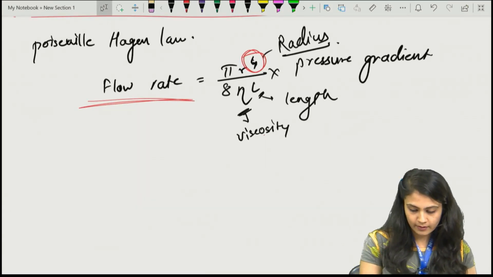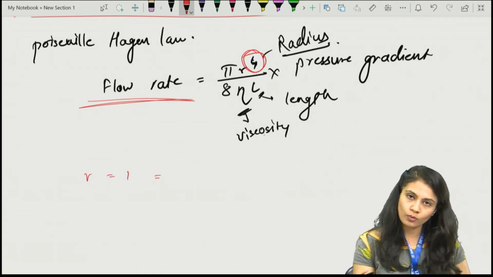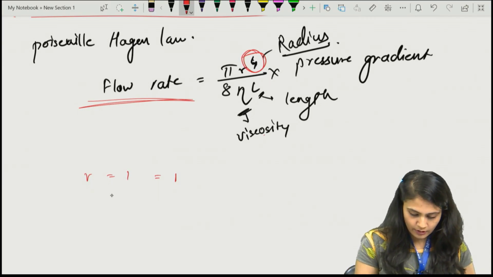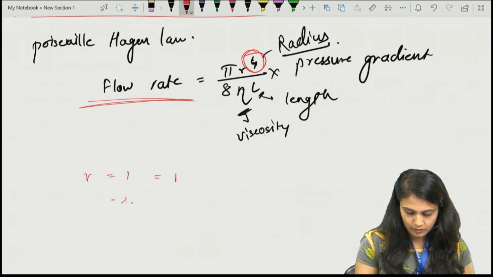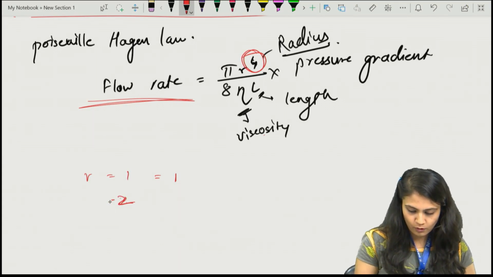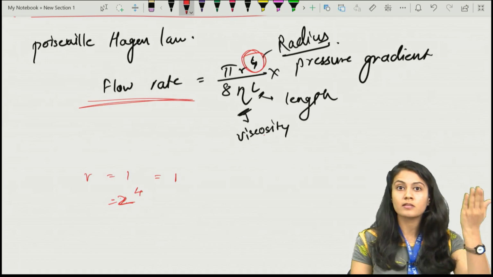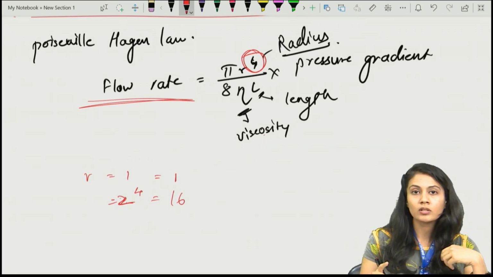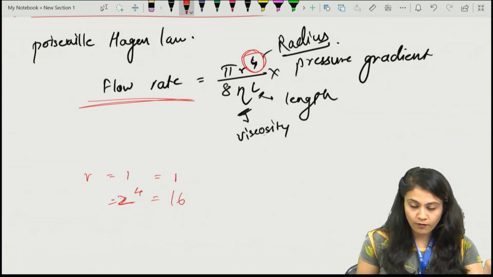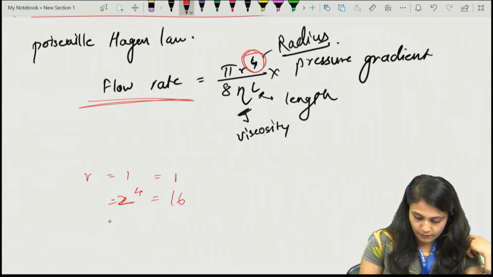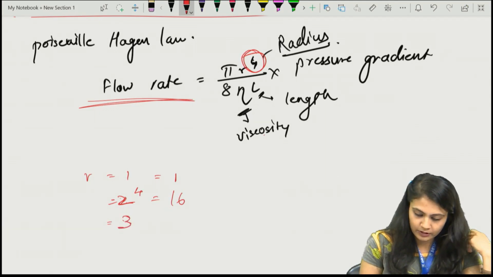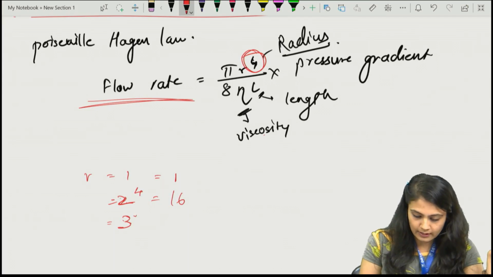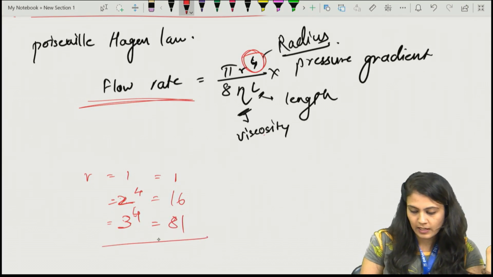Suppose the R is equal to 1, so the flow rate will be 1. But if the radius becomes 2, what will happen? The flow will not be increased by just 2 times; it will increase by 2 raised to 4, that is 16 times more. If we further increase the radius to 3, then the flow will increase 3 raised to 4 times. That is an increase of 81 times.